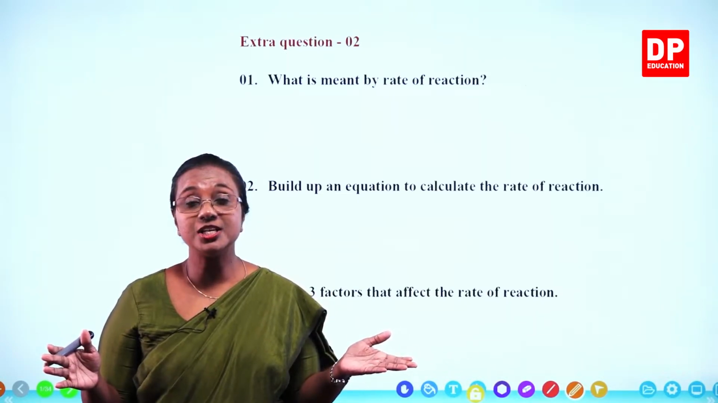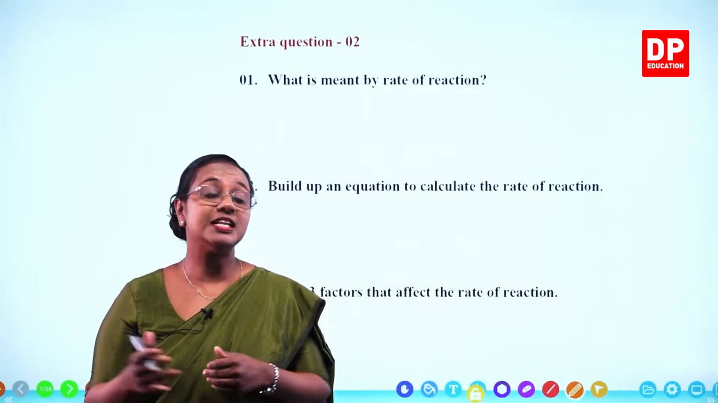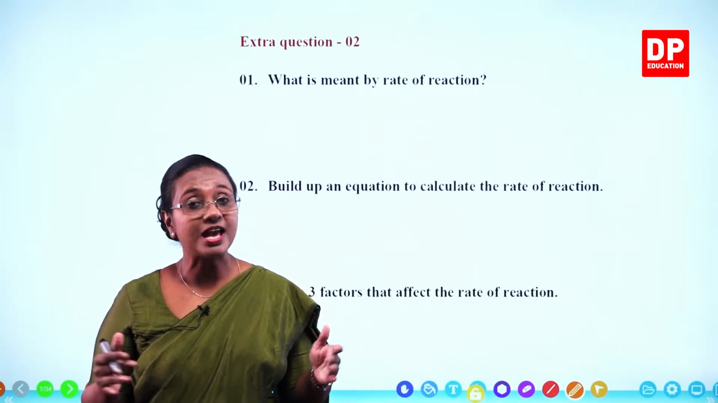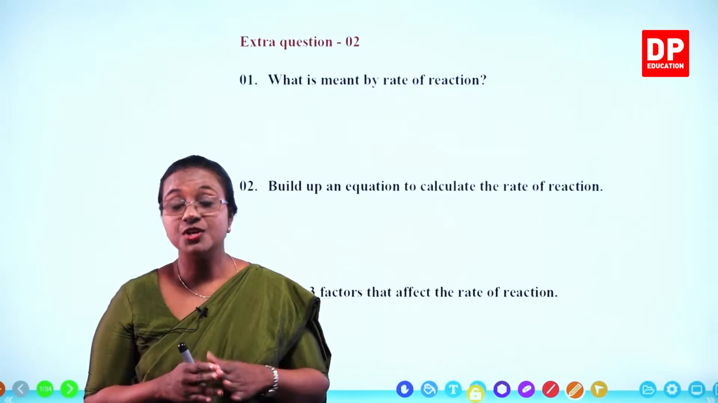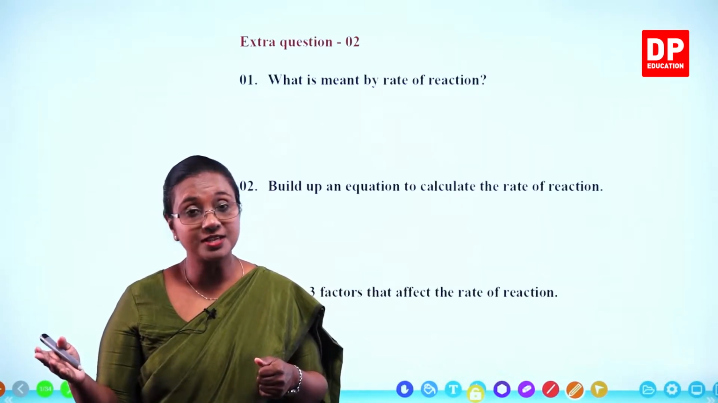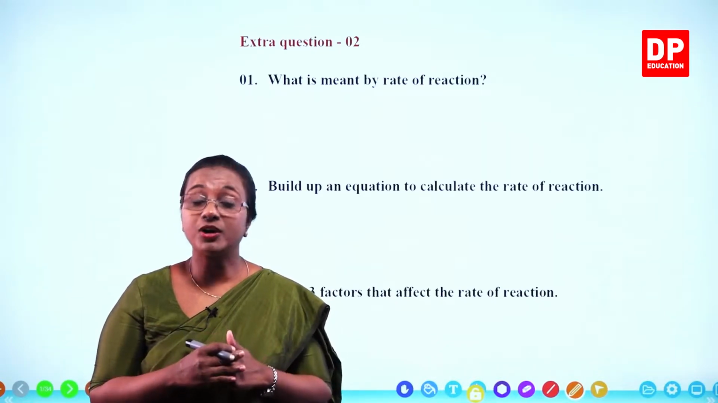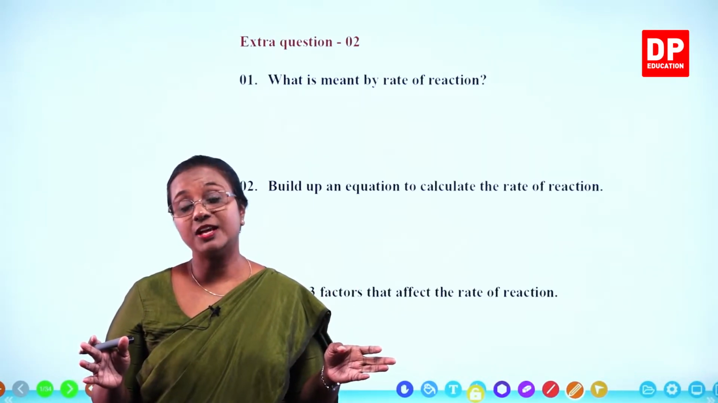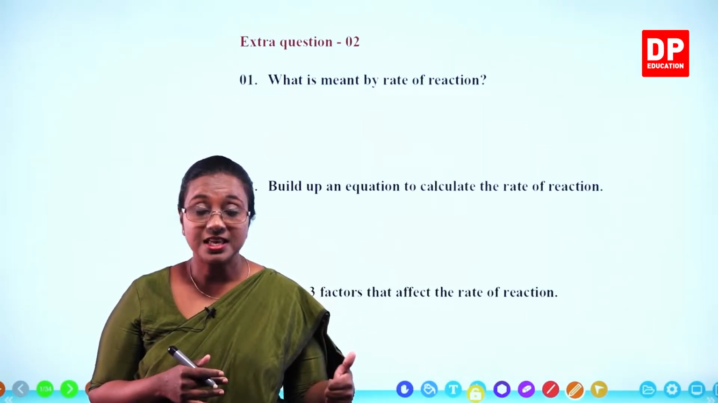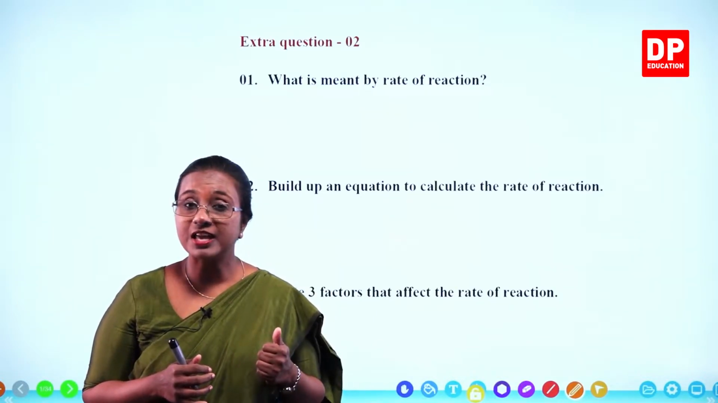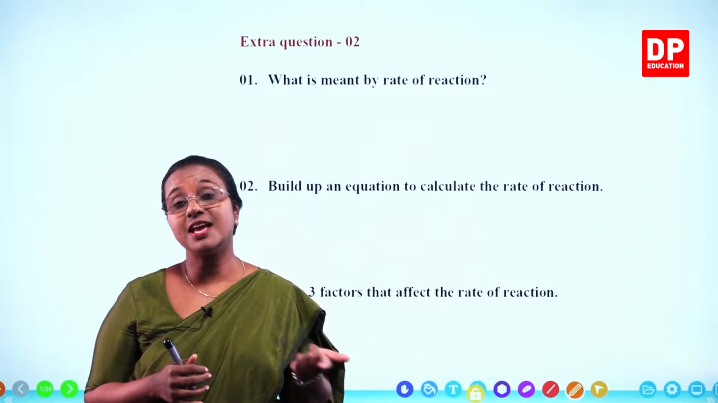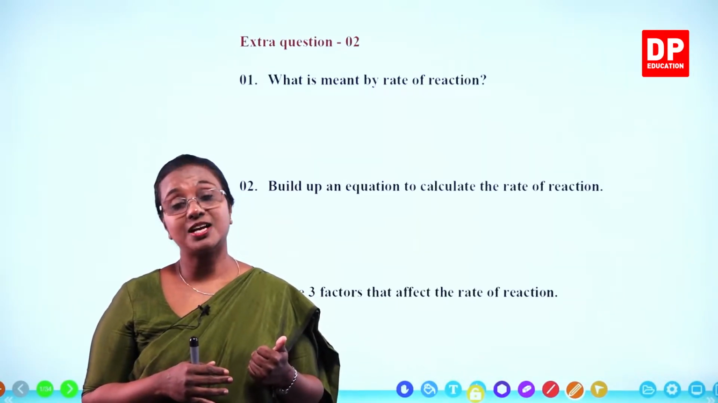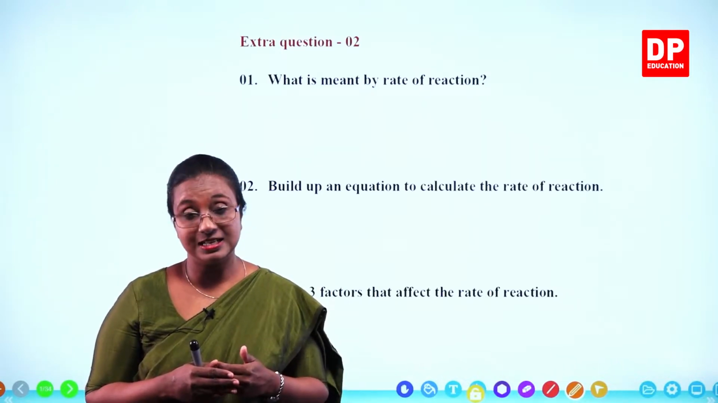What is rate of reaction? The amount of change that occurs in a unit time related to a chemical reaction. So when we say chemical reaction, reactants are converted to products. So reactants are used up, products are formed. So the rate at which that occurs is the rate of reaction. And there are 4 factors that affect the rate of reaction. What are they? Surface area of reactants, concentration of reactants, and if they are gaseous reactants, it's the pressure of the gaseous reactants, then the temperature at which the reaction takes place, and the catalyst.